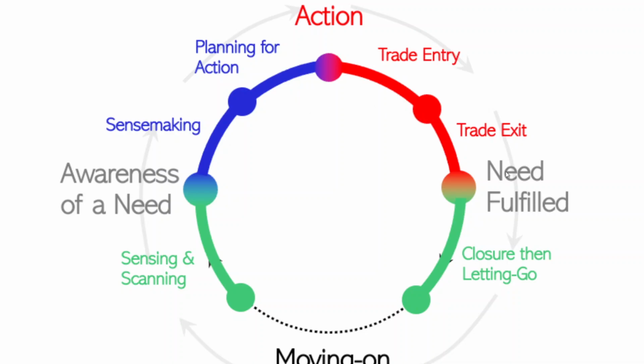Then you move into the need fulfilled when you get out of that trade, closure from that trade, then letting go, moving on. And as you can see, the process cycle does not stop there. It is a cycle, so it keeps on going. This happens for every single trade.